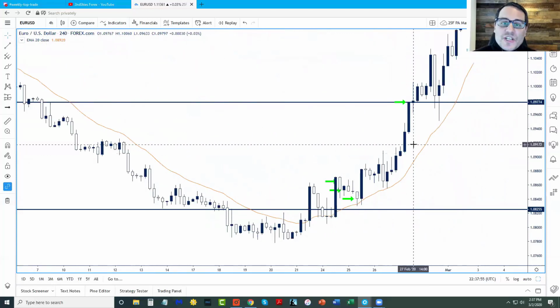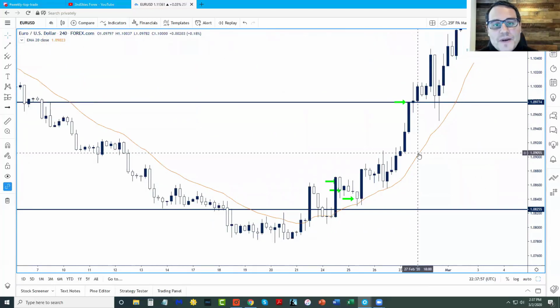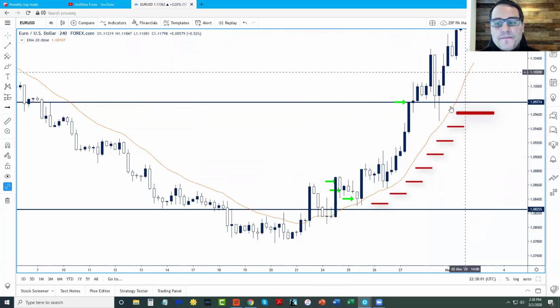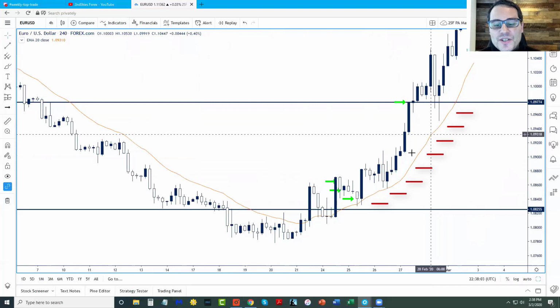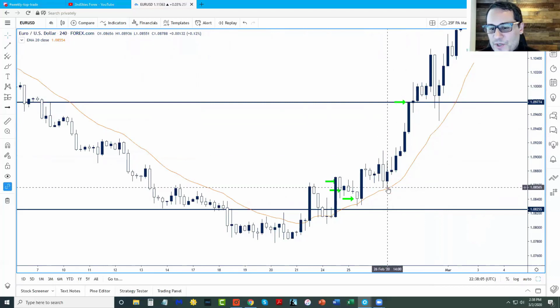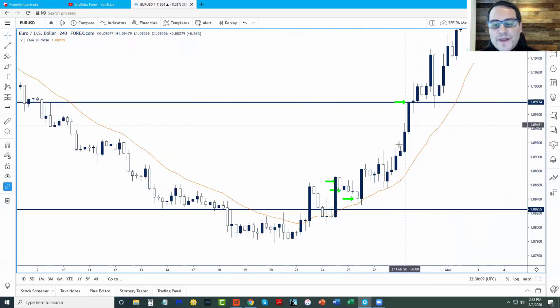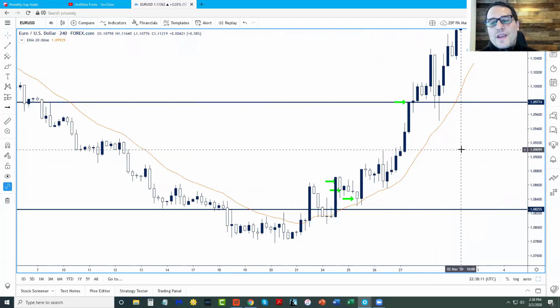Now, if he was managing it, well, then I think, kind of like we talked about in the other videos, this would be a great opportunity to trail with the 20 EMA. The 20 EMA has not been touched since this here on February 26th last week. So it's just been super bullish. This is very high momentum. We've pulled away from the 20 EMA.